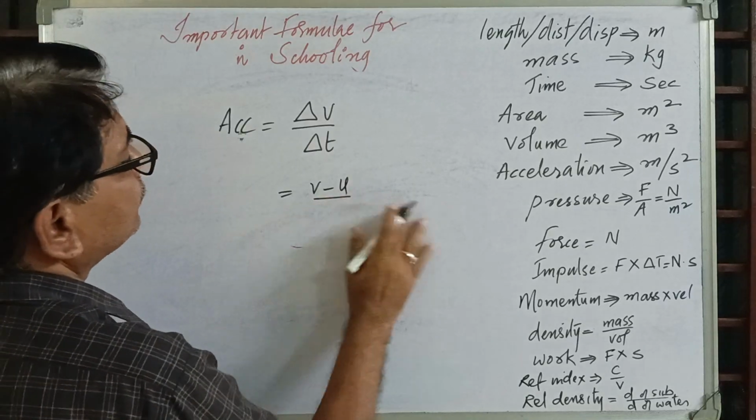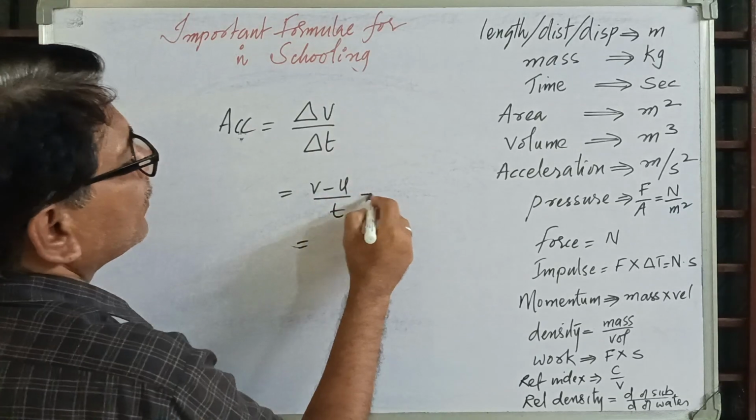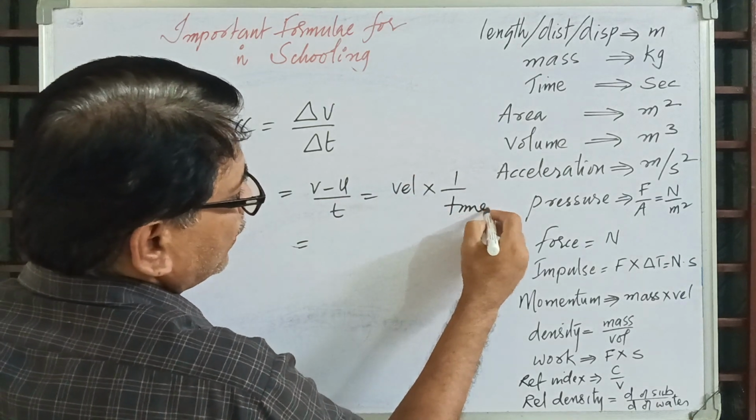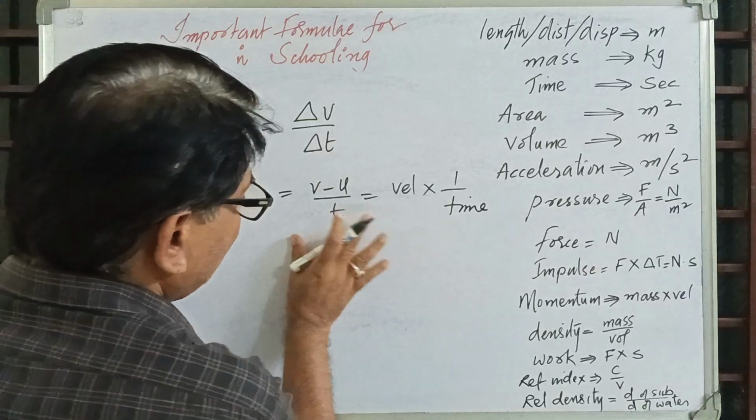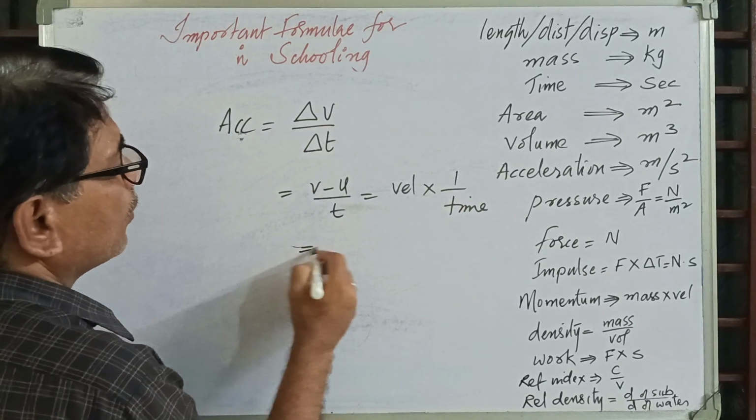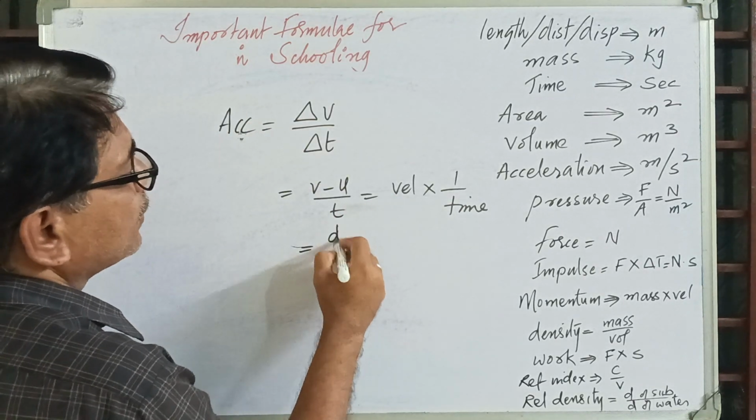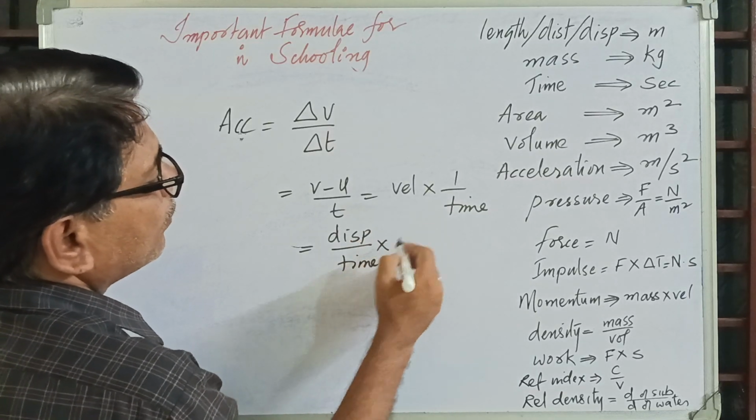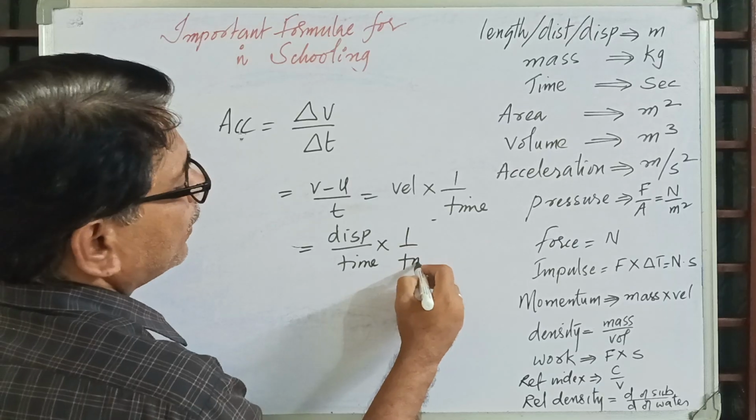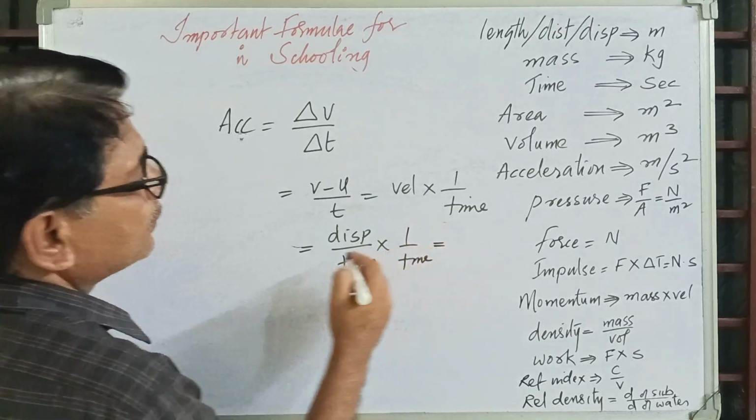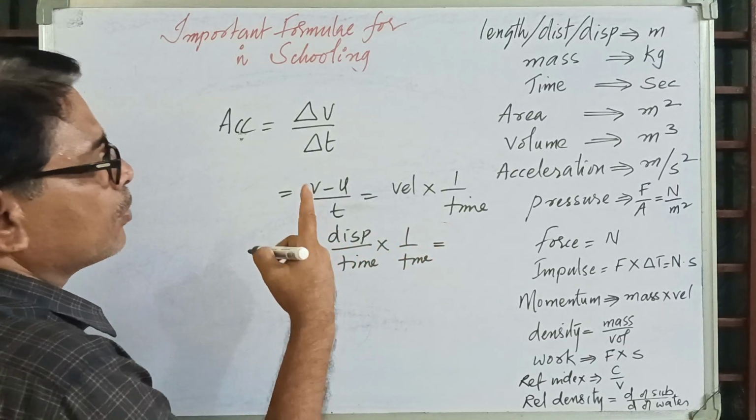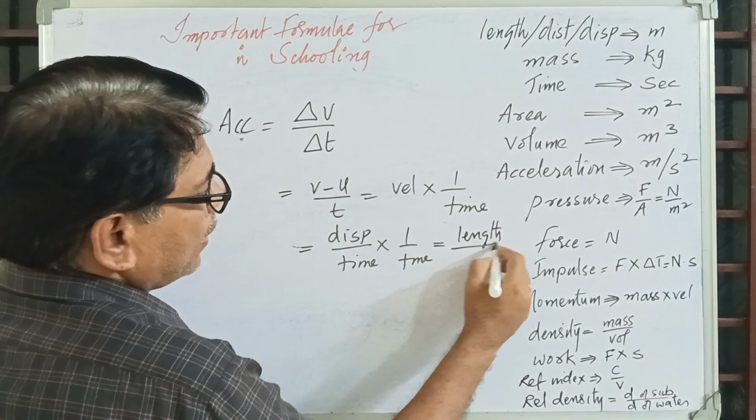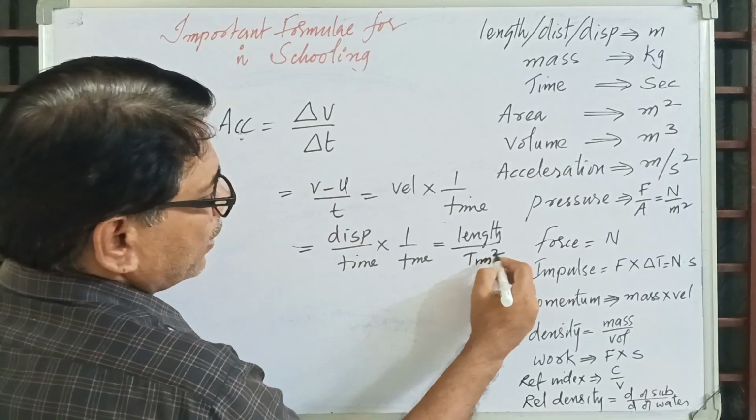That means nothing but velocity into 1 by time. Why did I write 1 by time aside? I want to write the units first. Now coming to unit, velocity means what? Displacement by time, into 1 by time. What did I tell you just now? Displacement or distance or length, everything means length only. It's length by time, and time is time square.